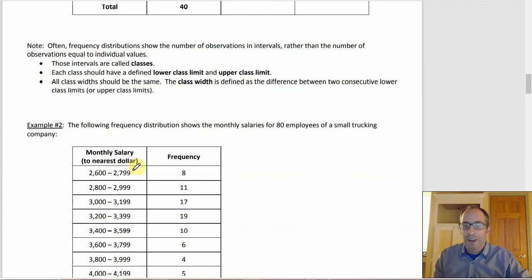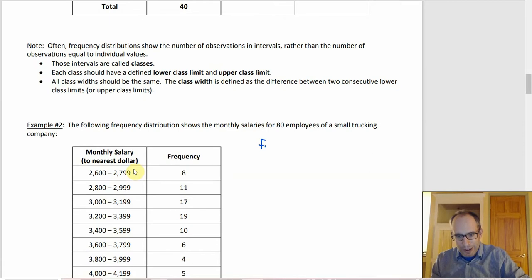It's just a fancy term for endpoints. That's really what we're talking about here. But I think that is actually worth writing out just off to the side here. So for the first class, we would have that the lower class limit is $2,600, which I guess it's in money, so I can put a $ sign there.